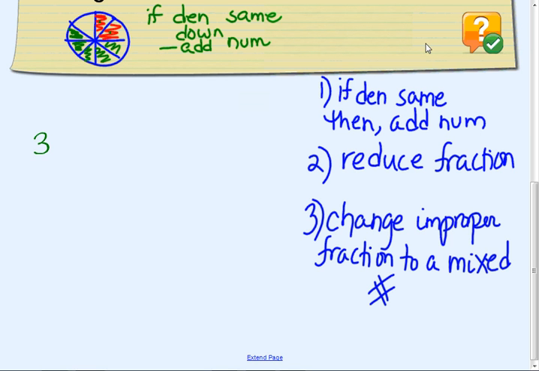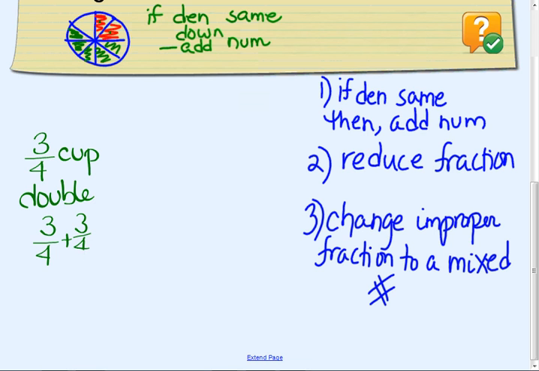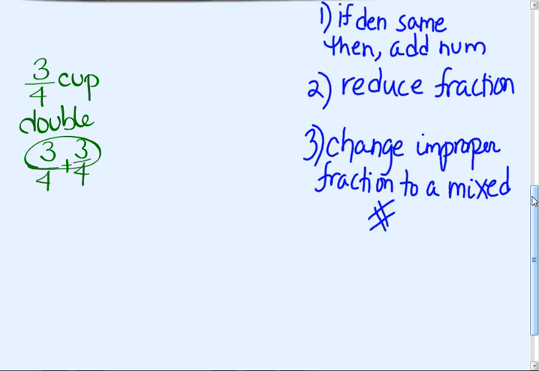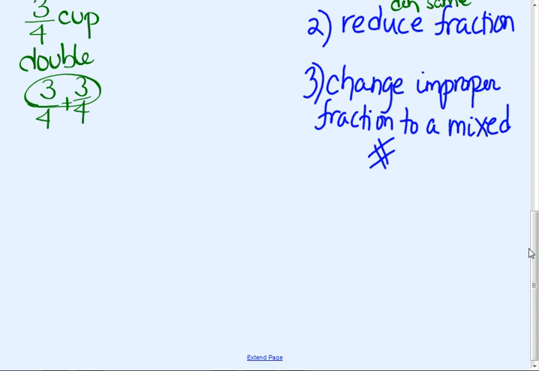If I have a recipe and it calls for 3/4 of a cup of flour, and I want to double my recipe, well, that means I'm going to have 3/4 plus 3/4, right? You're going to put that amount in twice. What's 3/4 plus 3/4? 6. Remember what you do, add the numerators, and the denominators stay the same. Denominators are still the same because it's how big a piece it was. You're not counting it. It doesn't make sense.